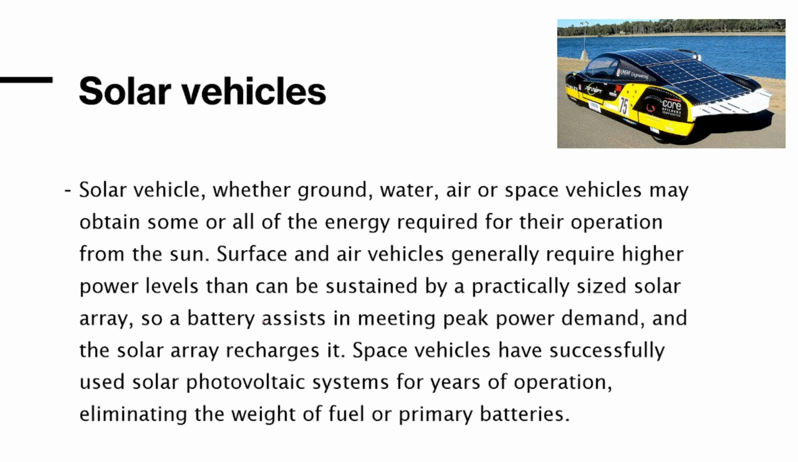Solar vehicles, whether ground, water, air, or space vehicles, may obtain some or all of the energy required for their operation from the sun. Surface and air vehicles generally require higher power levels than can be sustained by a practically sized solar array. So, a battery assists in meeting peak power demand, and the solar array recharges it. Space vehicles have successfully used solar photovoltaic systems for years of operation, eliminating the weight of fuel or primary batteries.